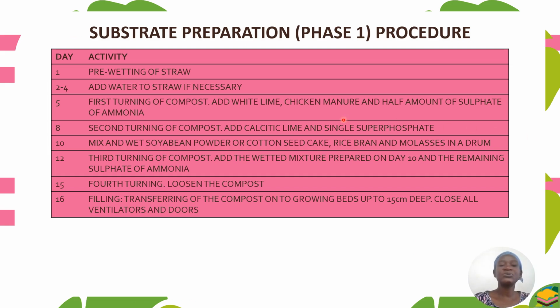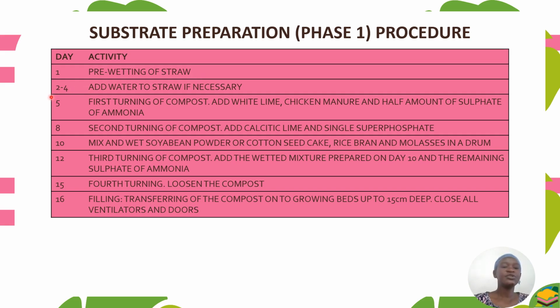Now let us look at the details of how these substrates are prepared in phase 1. So we have a table here showing the day as well as the activities which are done on each day. So on day 1, what we do is pre-wetting of straw. Most of the time we start with the materials which are very hard. So on day one, you just do the pre-wetting of hard materials, like in this case, if you are to use the straw, it can be the rice straw.